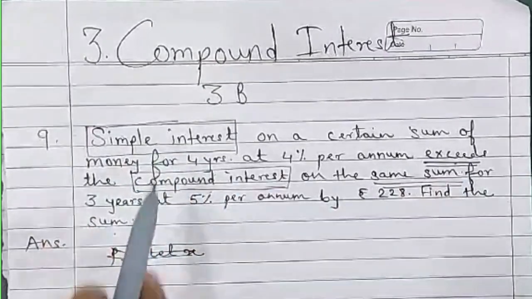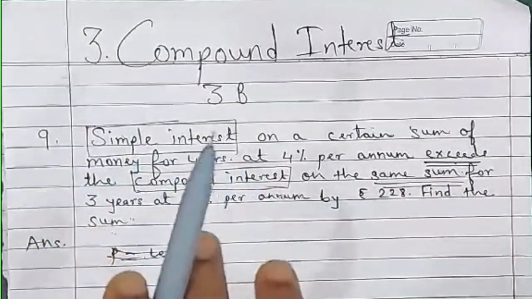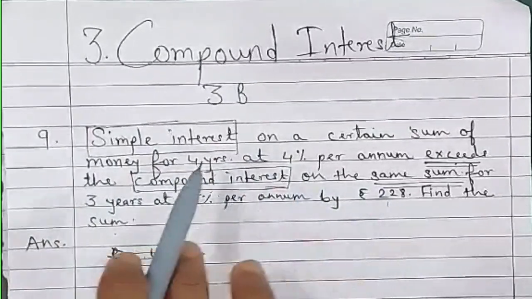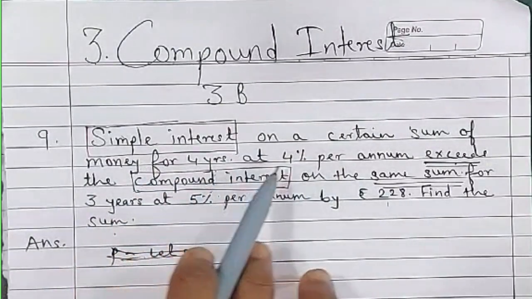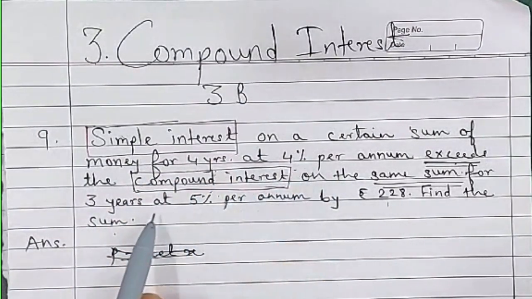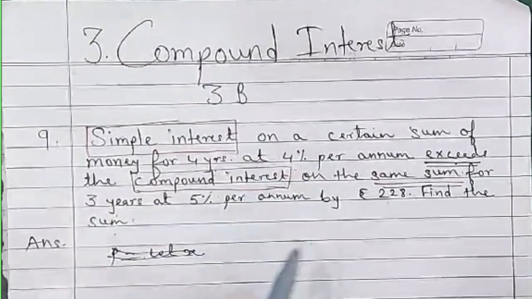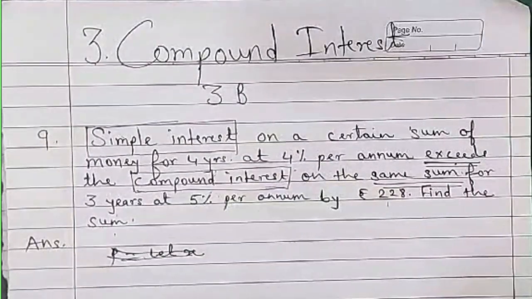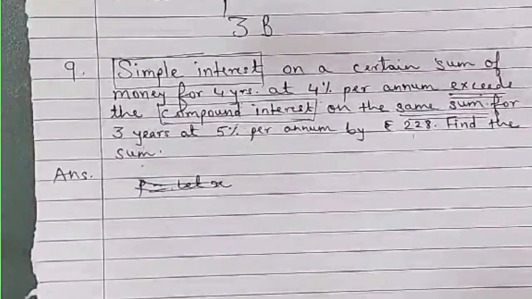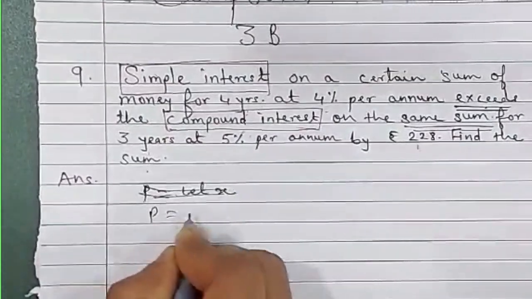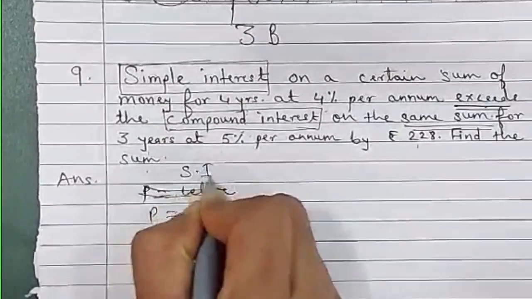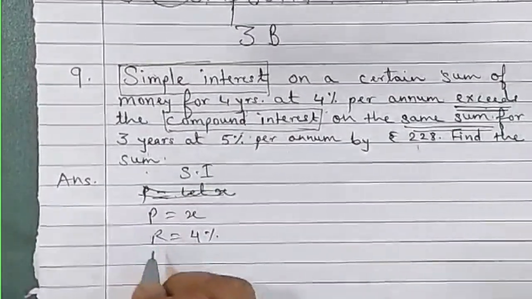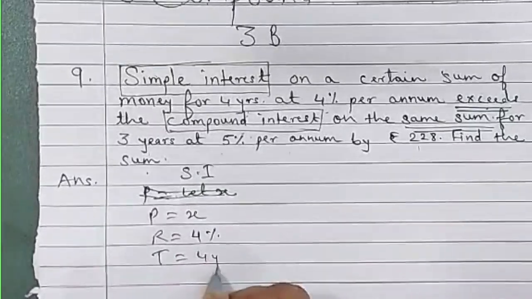Here the sum is not given, but the conditions of simple interest and compound interest are given, and the difference between them is 228. For simple interest the time and rate of interest are given, and for the compound interest also the time and the rate of interest are given. With the help of this, by assuming principal X, we can solve it. Let's start. In the case of SI, P is equal to X, R is equal to 4% and time is equal to 4 years.